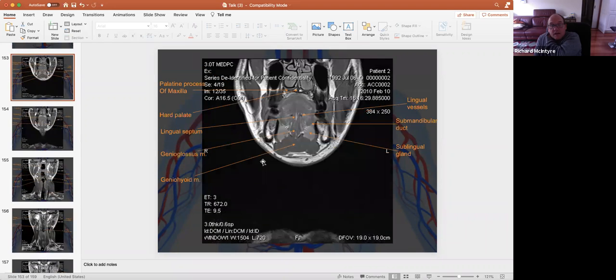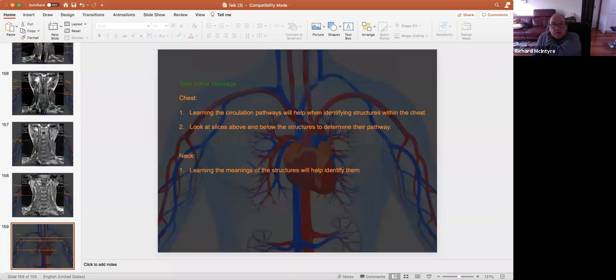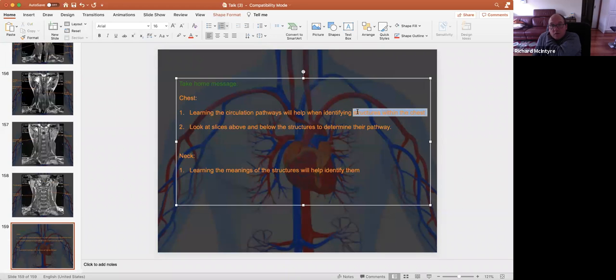So again, as I've said, the take-home message: learning the circulation pathways will help identifying the structures within the chest. You have to always go back and revise and revise. Look at structures above and below the structures to determine their pathway. Especially when you're learning the structures, always follow those structures through. And always learn the meanings of structures, that will help you.